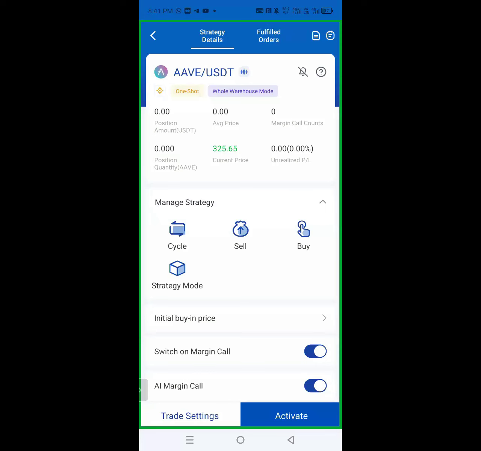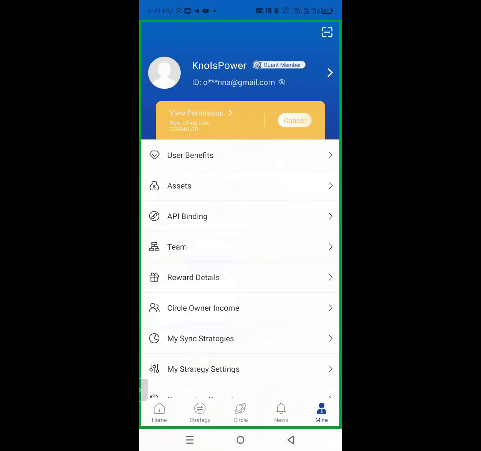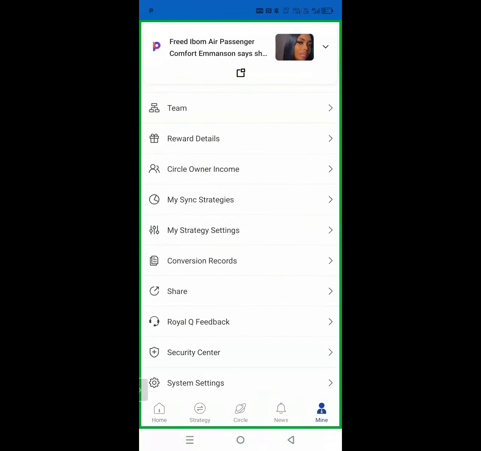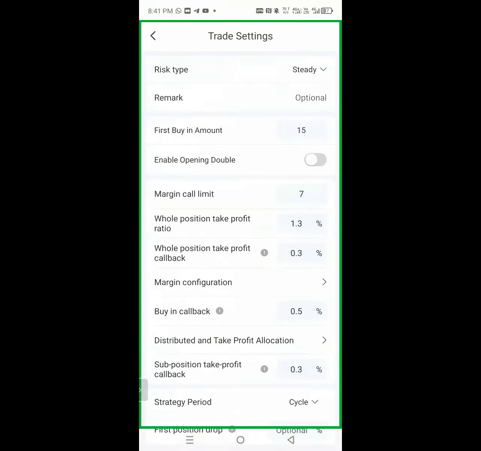Okay, so first things first, you have to go to the mine page. This place they wrote my strategy settings. You have to click on this. If you are a new member, you see add now. But if you have some settings, you click on the cross at the top right. So this is where you give instructions to the robot. How do you want your robot to trade the coin? How do you want your robot to manage your capital? This is where you are going to set it.